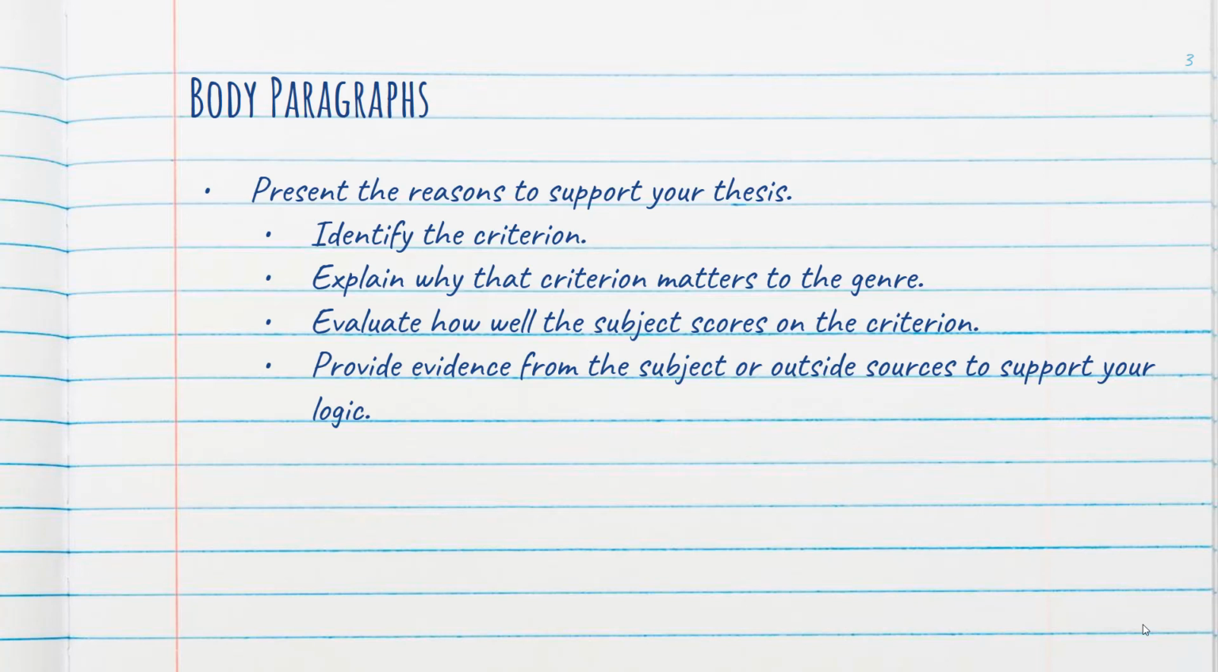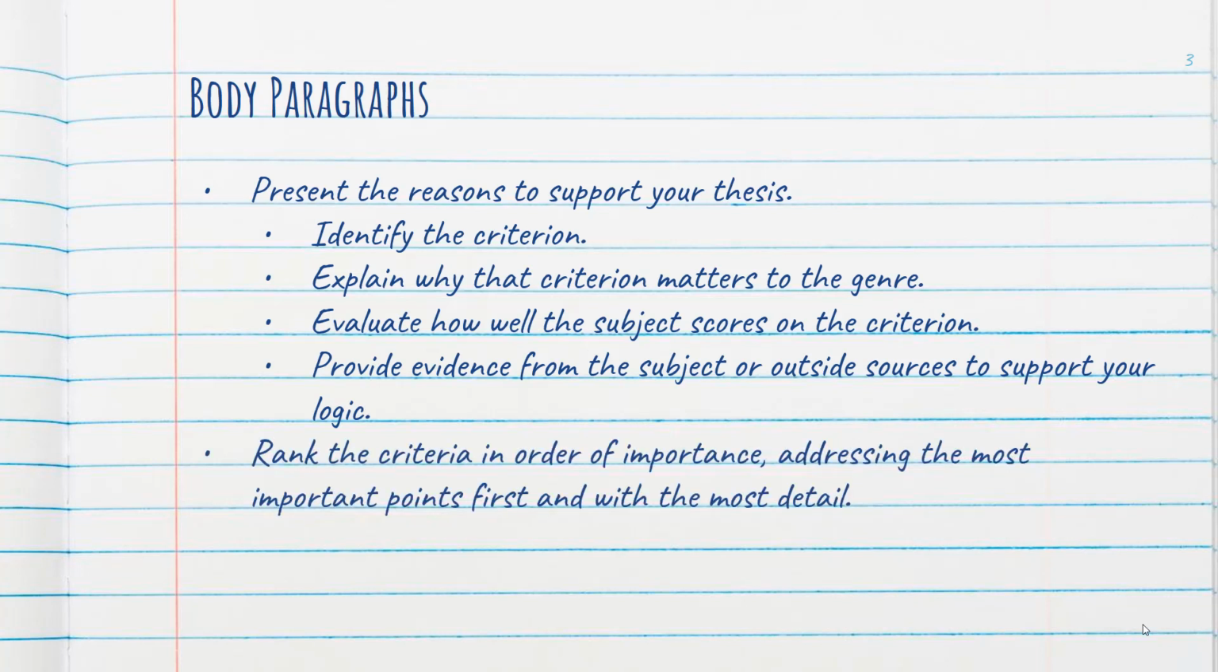So what you see here is that for each criterion, you really have to do a few things. And these things, again, aren't a 1-to-1 ratio with sentences. It's not like just 4 sentences. You might need many sentences to evaluate how well the subject scores on the criteria. The evidence might take half a page. But what I want you to remember is that for each individual criterion you consider in your evaluation, you need to do all of these things.